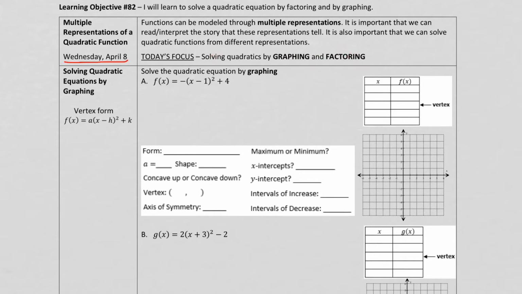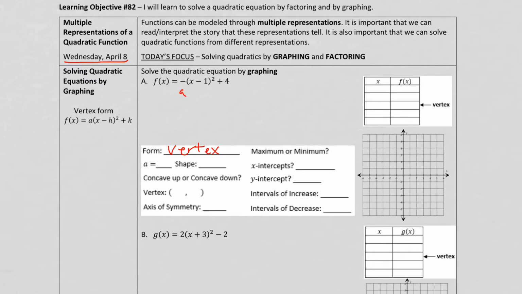So example A, we're going to review how to graph a quadratic function in vertex form. So as a reminder guys, here's your vertex form from before. Remember, we're good at this, A, H, and K. So let's start with that. Example A, if I want to identify A, H, and K, first off, this is vertex form. So I can write that in my description here.